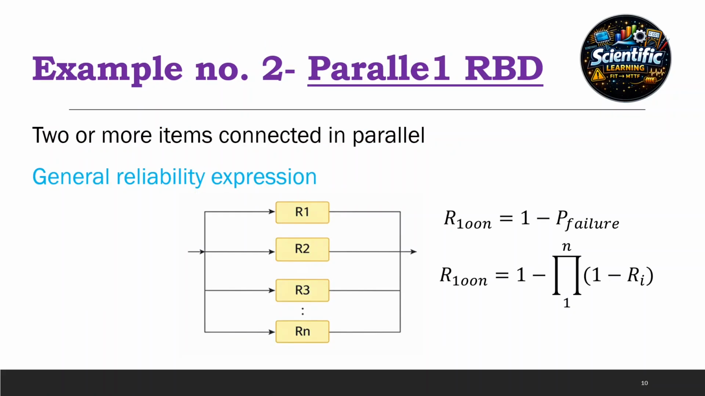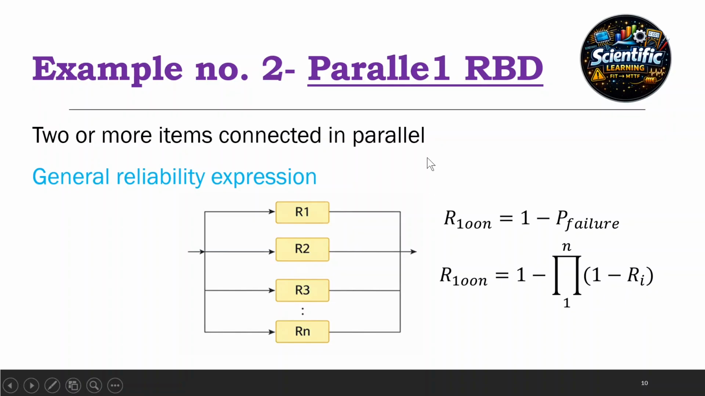Now, such a configuration is modeled using parallel RBDs, wherein two or more items are connected in the parallel configuration. The general reliability expression is shown here, where R of 1 out of n, which is used for the parallel configuration, is equal to, that is the reliability of 1 out of n architecture is equal to 1 minus its probability of failure, wherein to get the probability of failure of this configuration, probability of failure is nothing but 1 minus reliability, which is the term you can see here.